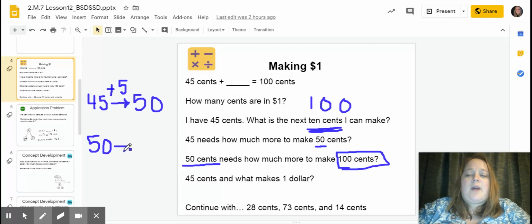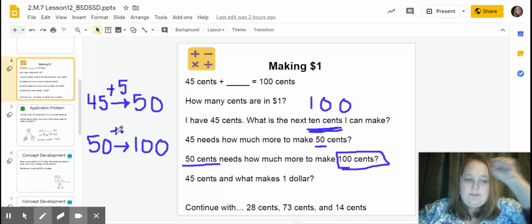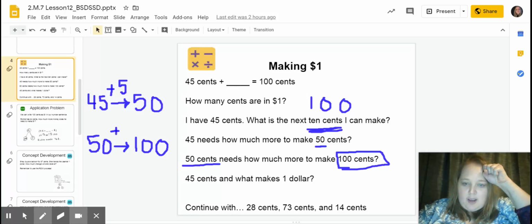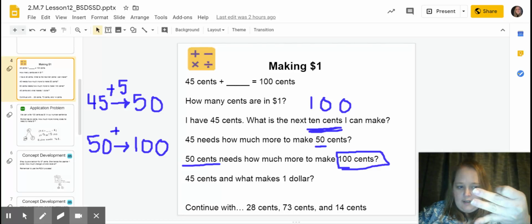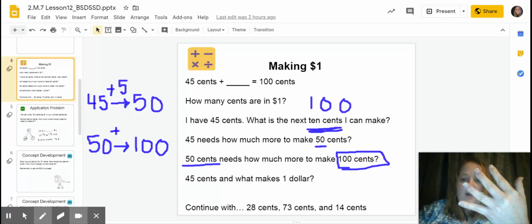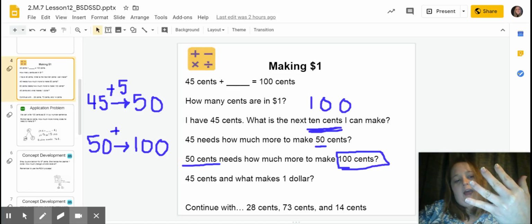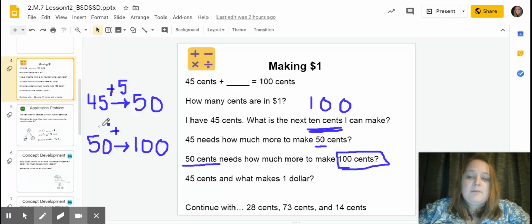So if I'm at 50 and I need to get to 100, how much more do I need to count on or add on? Let's count that with me. Let's count by tens. Ready? Put 50 in your head. Good. Now let's count on. 50, count by tens. 60, 70, 80, 90, 100. Good. So how many multiples of 10 did I add? Good. I added 5 multiples of 10, which is 50.